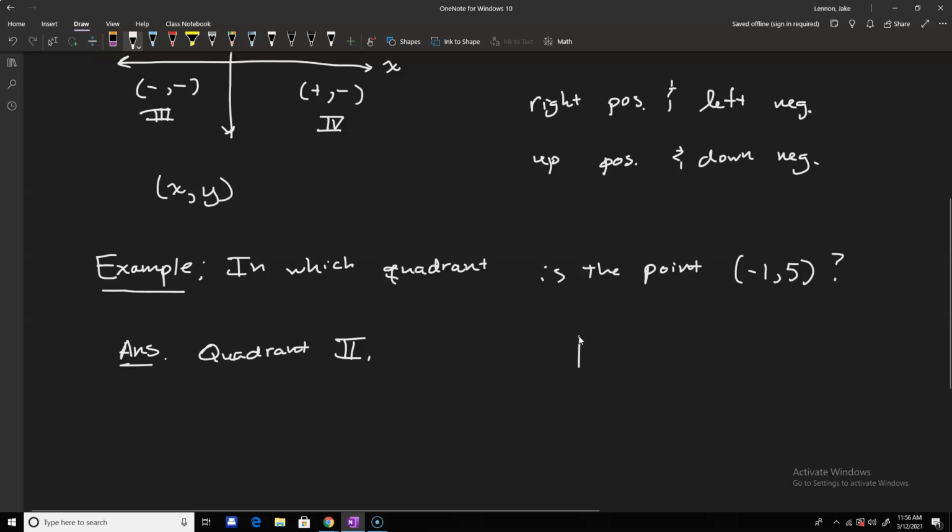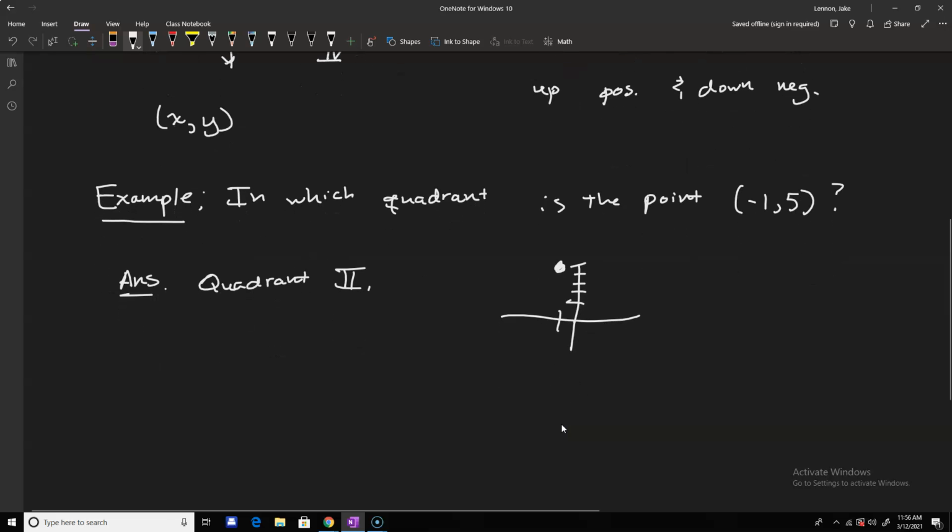And we could go ahead and plot it as well. So basically, you would make a tick mark 1 to the left, and then you would go up 5. So think of it as a two-step set of directions. I start at the middle, I go 1 to the left, then I go up 5. So this is my point, -1, 5. That's how I would graph that.